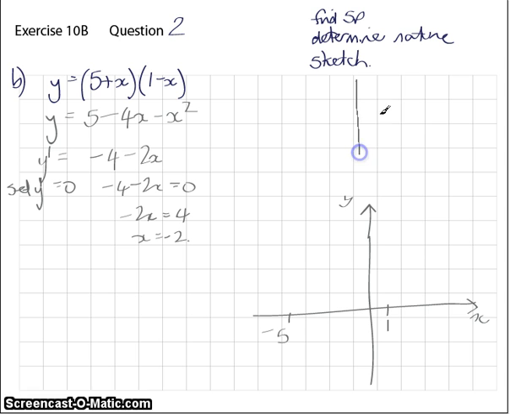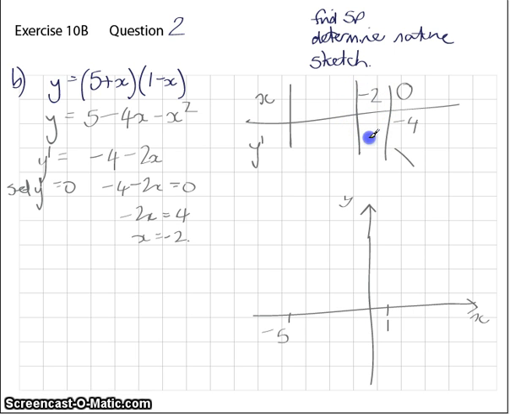Let's set up our little bit of a table here. X and y dash. So I need a point to the left and a point to the right. Point to the right, I'm going to pick 0 because that's fairly easy to work out. When this is 0, we know we've got -4, so it's a negative there.